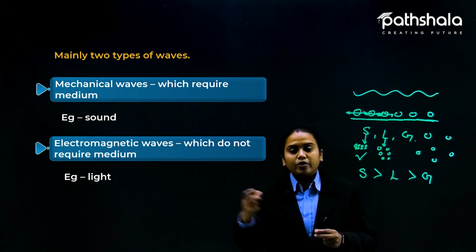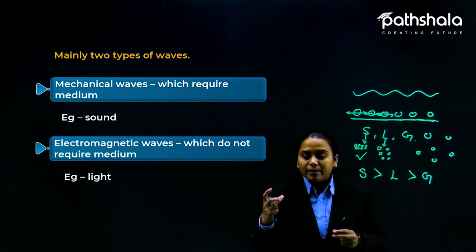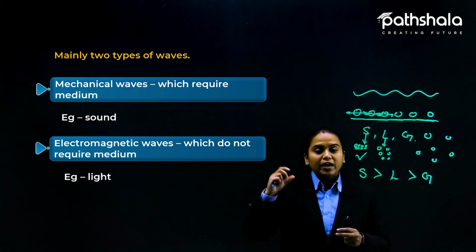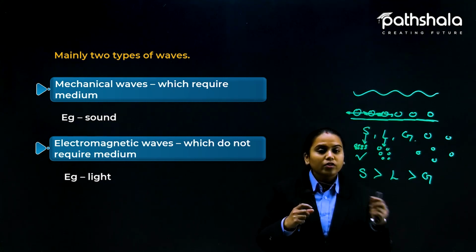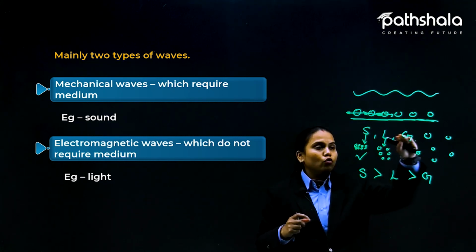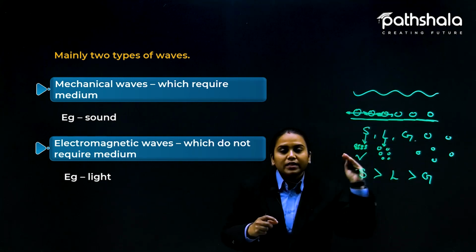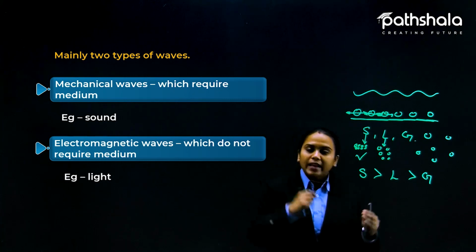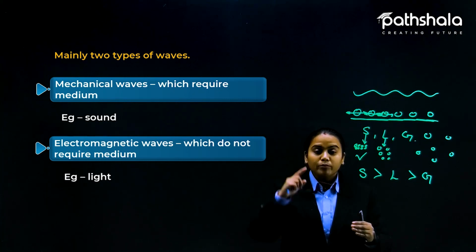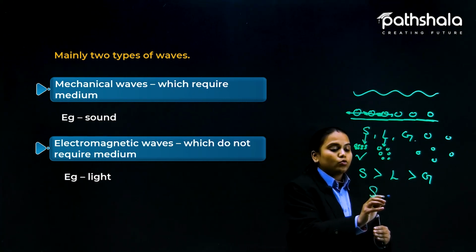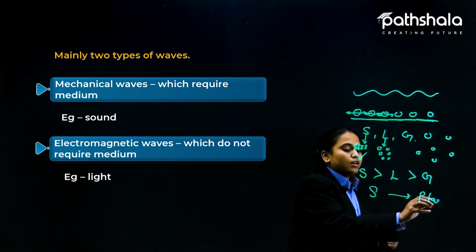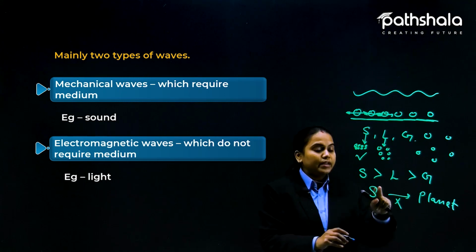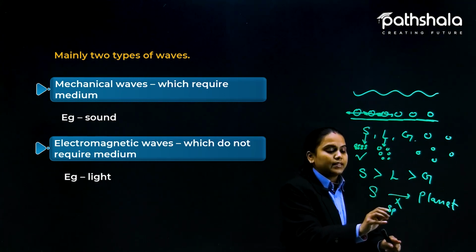But in the case of electromagnetic waves, we do not require any medium to travel. Electromagnetic waves are such kind of waves that do not require any medium to flow. Sound is a kind of mechanical wave, and light is a sort of electromagnetic wave which is coming from the sun to the planets. And in between we do not have any kind of medium. It is all vacuum, all space there.